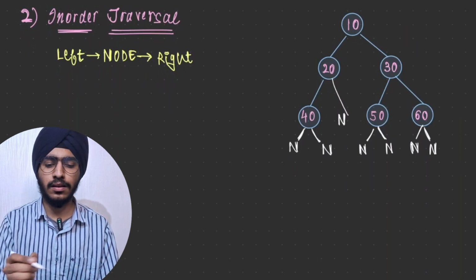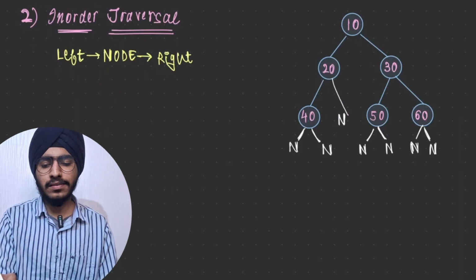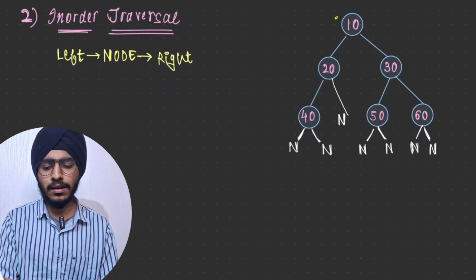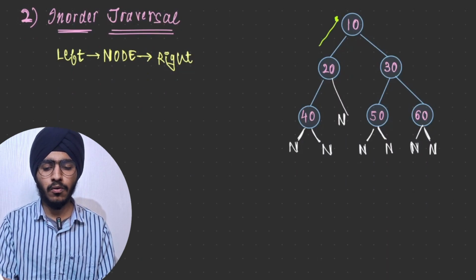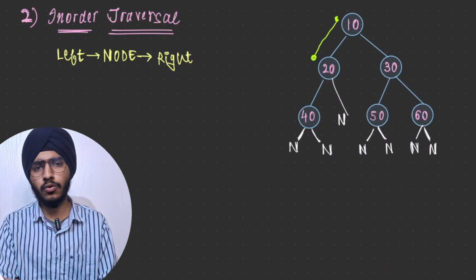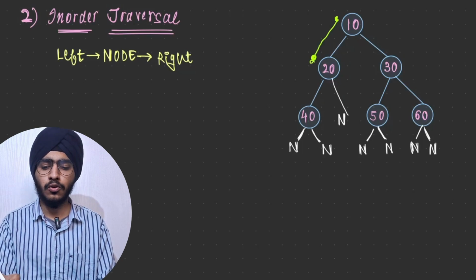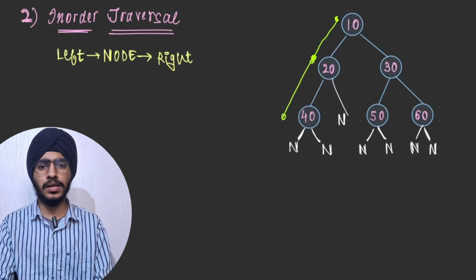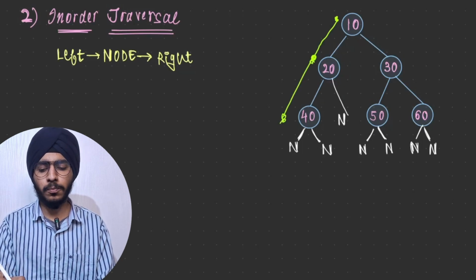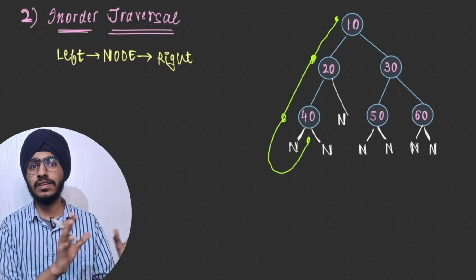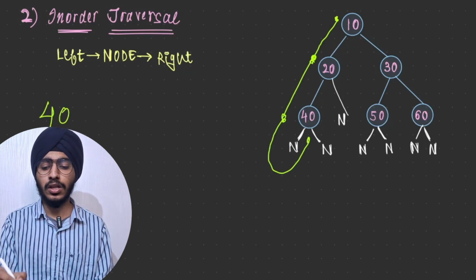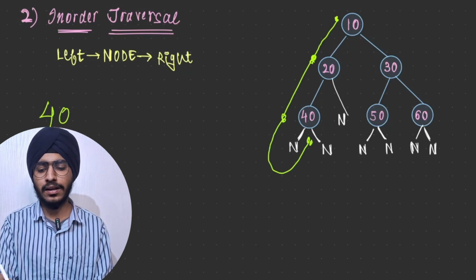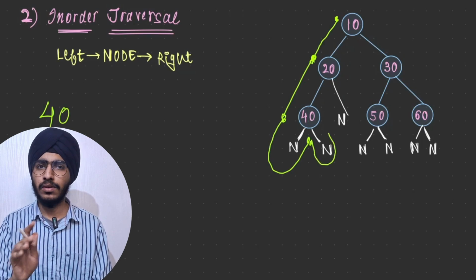Let's understand it. So for example, let's say this is a tree. What will happen? We will start the traversal again from here. We will come to 10. Now we don't need to print. We will just say go to left, don't print me. Now 20 will say go to left, don't print me. Now 40 will say go to left, don't print me. Now after completing the left, 40 will say my left is completed. Now time to print me. So 40 will print itself. Now 40 will say let's go to right. Okay. Now right, it's completed.